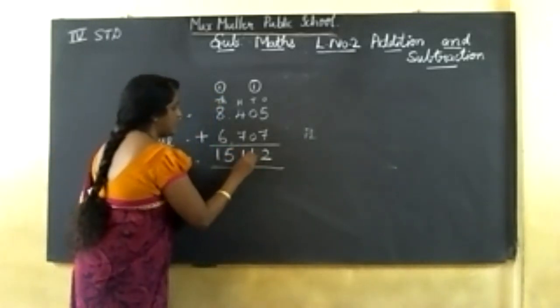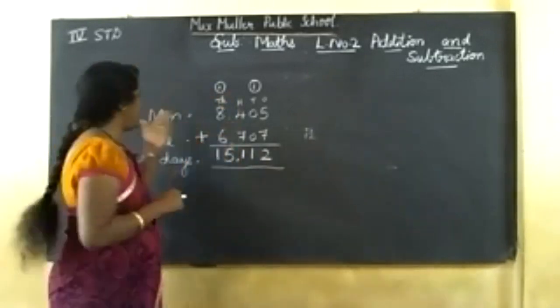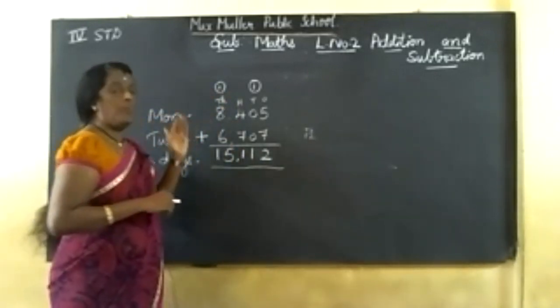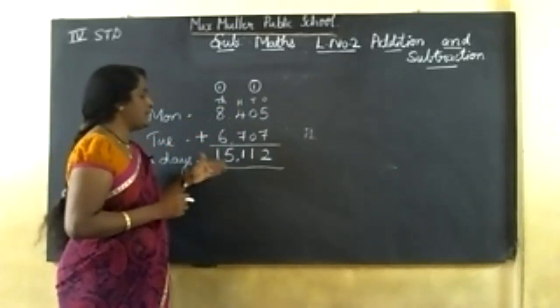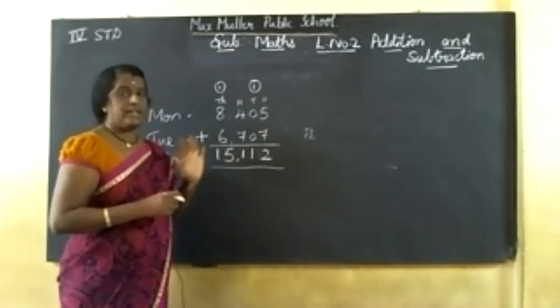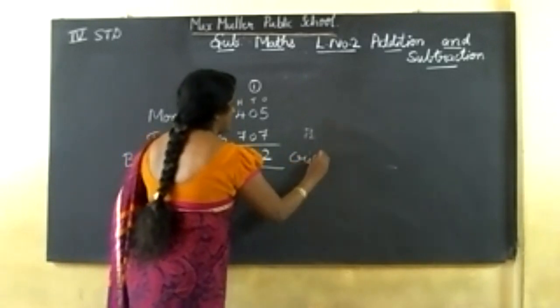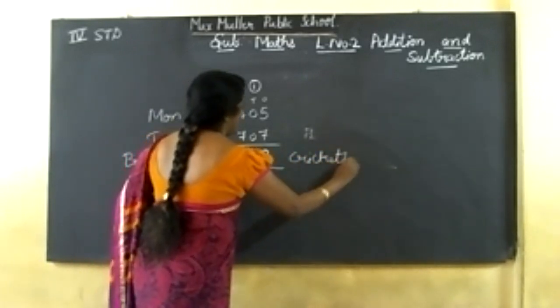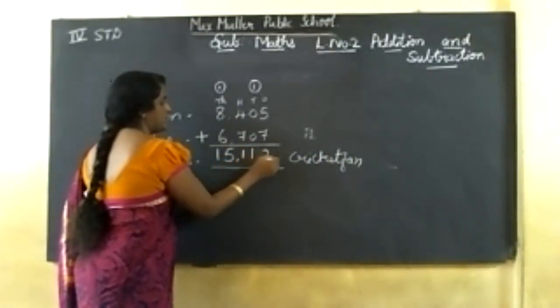Ones, tens, hundreds, comma. So for both the days, Monday and Tuesday, how many cricket fans came to the stadium? 15,112. How many cricket fans came for both the days? 15,112 cricket fans came.